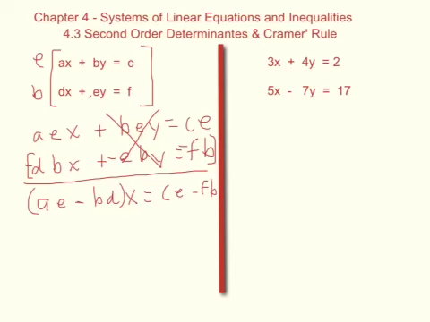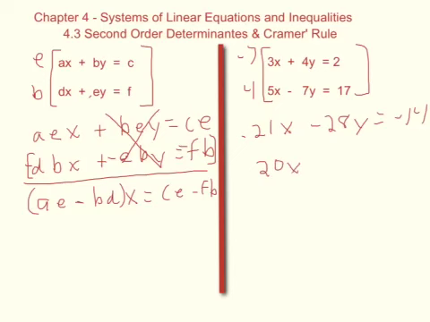Okay, so now what does that look like here? We multiply through by negative 7 on top, multiply through by 4 on the bottom. Negative 21x minus 28y equals negative 14. 20x minus 28y equals positive 68.